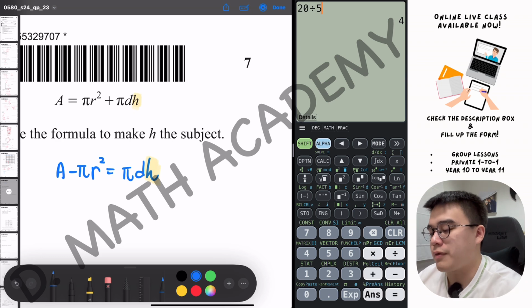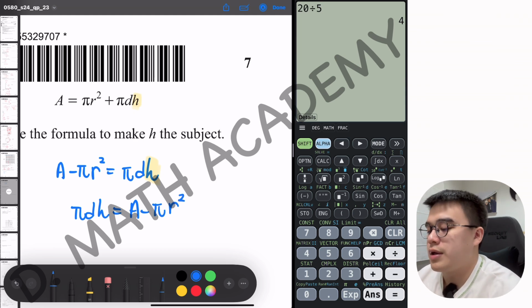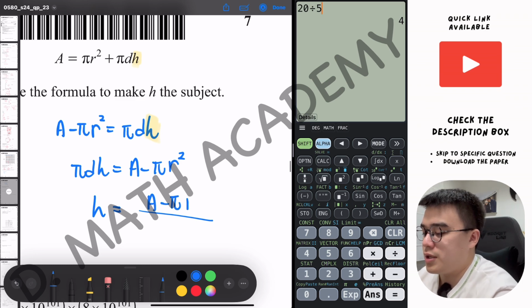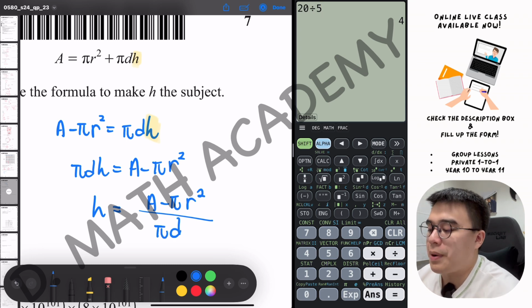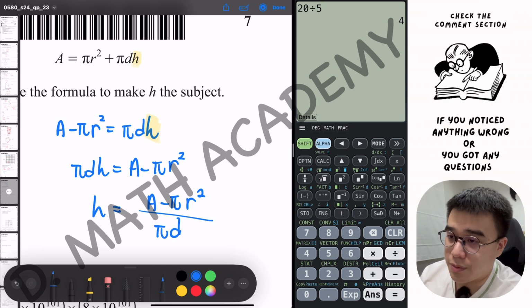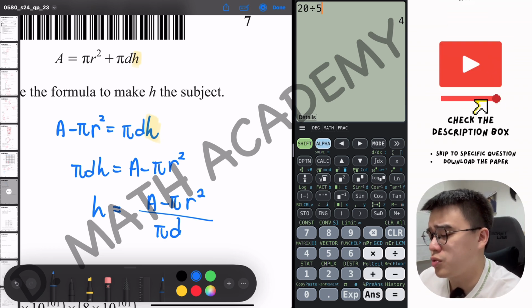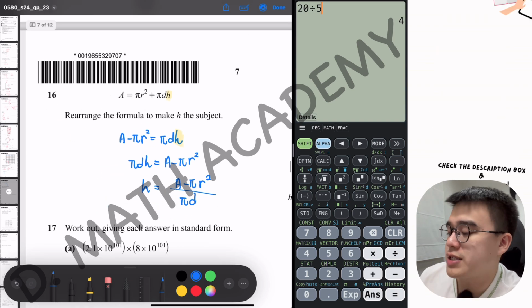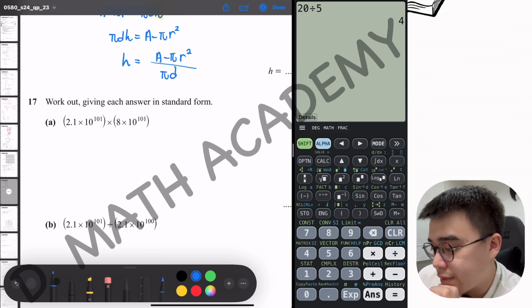So this is the part where it's important that you can just swap them directly, creating this thing right here. And then when you make h the subject, things are going to get into this particular format where your pi d is at the denominator. Whether to further simplify it or not is totally up to you, but I wouldn't bother splitting it into 2 separate fractions. I think this right here is already good enough. Okay, next question.